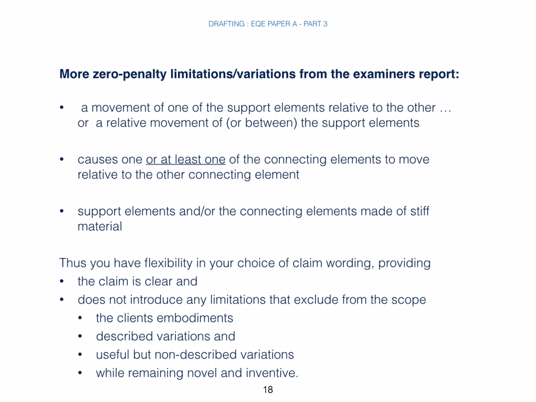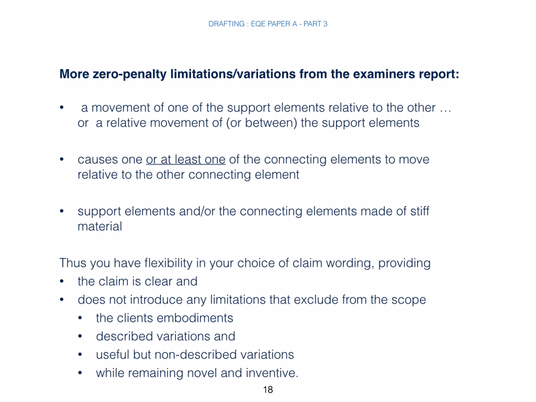Then the examiners say causes one of the connecting elements to move relative to the other connecting element. The examiners made quite a thing about this in their report. Or it could be causes at least one of the connecting elements to move relative to the other connecting element. And if your claim implied that you had to, as a minimum, have two connecting elements moving, then that would be penalized.